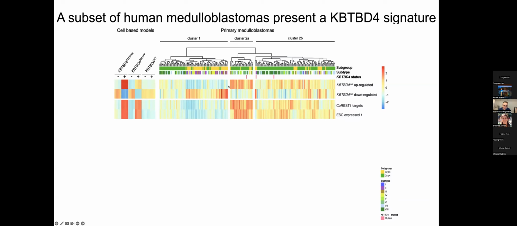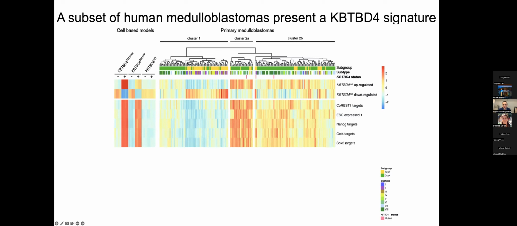What we could identify was the presence of 3 clusters. Among these 3 clusters, there were 2 clusters, which we call cluster 2A and cluster 2B, which showed a very nice upregulation of CoREST targets, corresponding to the genes upregulated in our KBTBD4 mutant. I have to say that some of these tumors have KBTBD4 mutation. So all the clusters also encompass the KBTBD4 mutation, but there is a very large subset of tumors that have a similar signature, but they don't have the mutation.